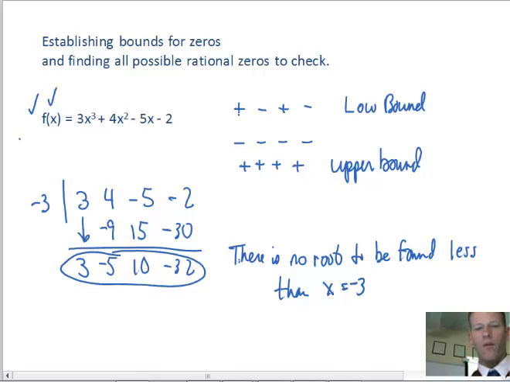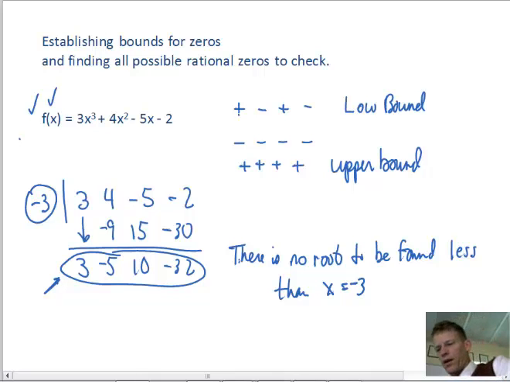And this is really helpful because if we were checking for roots and we had a possible list of roots to check, after we saw an alternation of signs for a possible root check, we would stop looking at values lower than -3 to find a root.